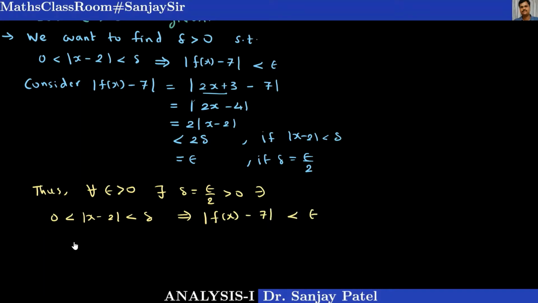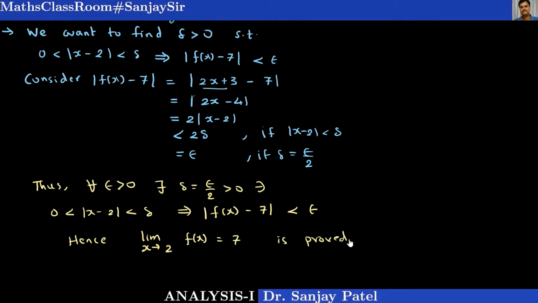So this proves that the limit as x tends to 2 of f(x) is 7. This thing is proved. Our function f(x) is 2x + 3. Okay, let us go to the next problem. The second one, some more interesting one.